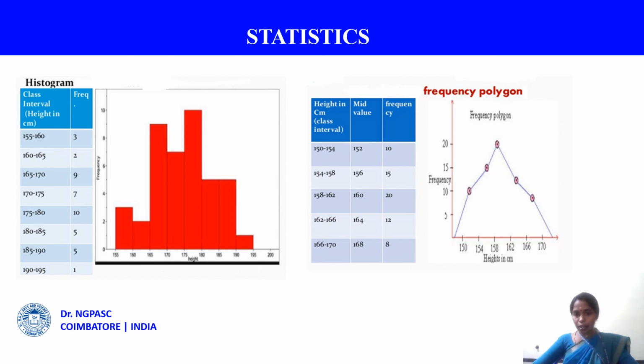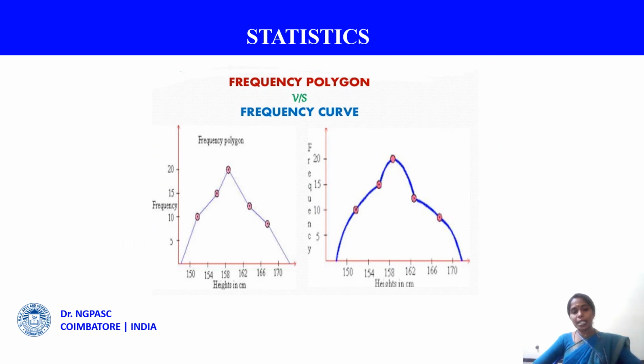So here, look at this picture. For 150 to 154, the mid value is 152. So at 152, I have to mark the frequency 10 on the y-axis. The mid values are marked and all the points are joined by straight lines. That is called a frequency polygon.